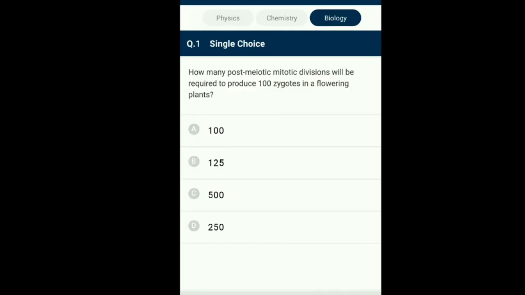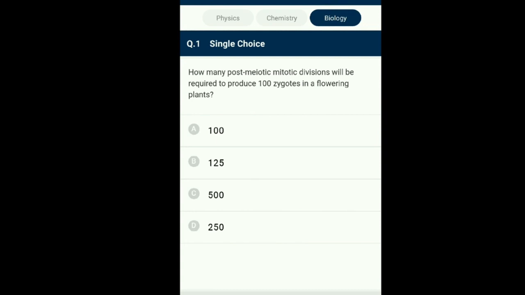Question number 1. How many post-meiotic mitotic divisions will be required to produce 100 zygotes in a flowering plant? A pollen grain is formed by meiosis in the pollen sac. It undergoes 2 mitotic divisions to form 2 male gametes. A megaspore is formed by meiosis in the ovule. It undergoes 3 nuclear divisions to form the embryo sac, which has 1 egg cell.